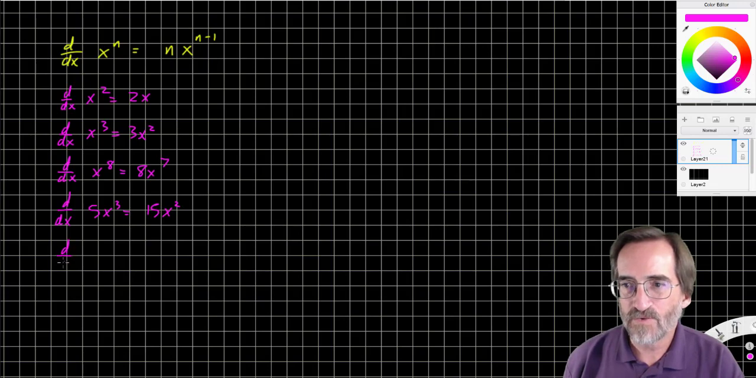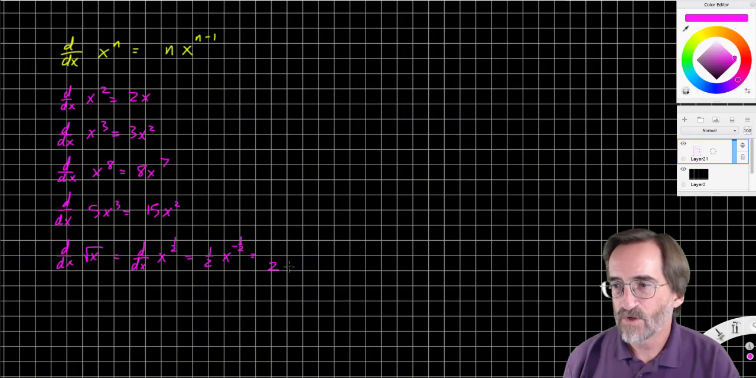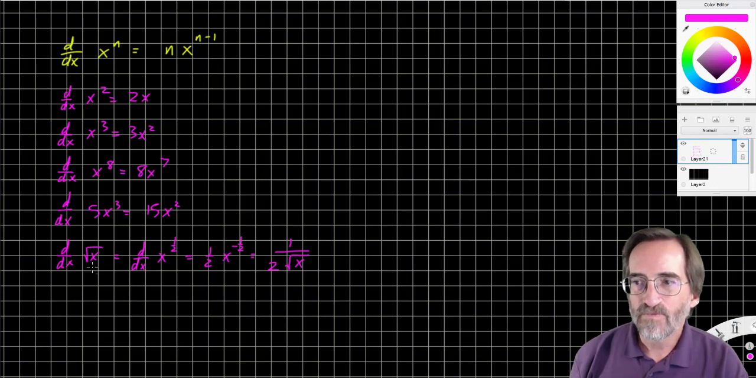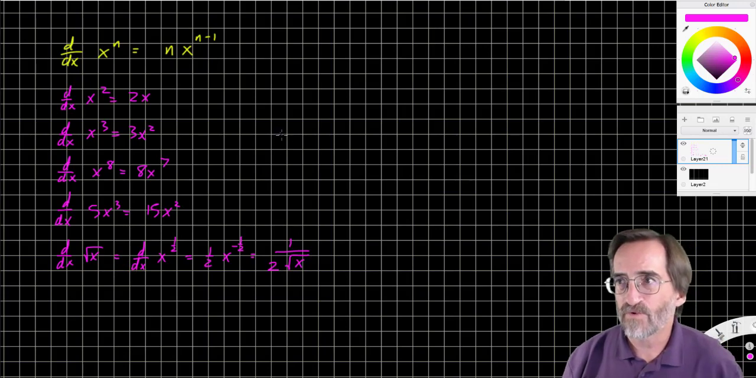So what if we take the derivative of the square root of x? Well, we recognize that the square root of x is a fractional exponent. This is x to the 1/2. Bring the 1/2 down in front, and decrease the exponent by 1. 1/2 minus 1 is negative 1/2. Knowing the definition of negative exponents, this is 1 over 2 square root x. The negative puts the x on the bottom, and the half makes it a root. All right, so that's really it with the power rule for derivatives.